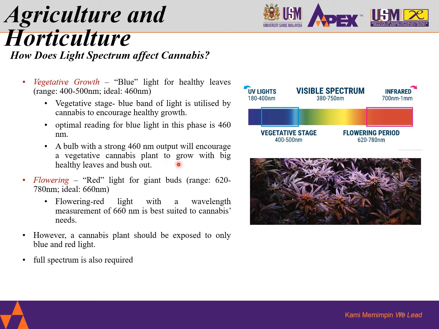big healthy leaves and bush out. Flowering needs red light for giant buds, with a range of 660 to 780 nanometers. The ideal one is 660. During flowering, a red light with a wavelength measured around 660 is best suited for the cannabis's needs. However, a cannabis plant should not be exposed only to blue and red light. A full spectrum is also required.